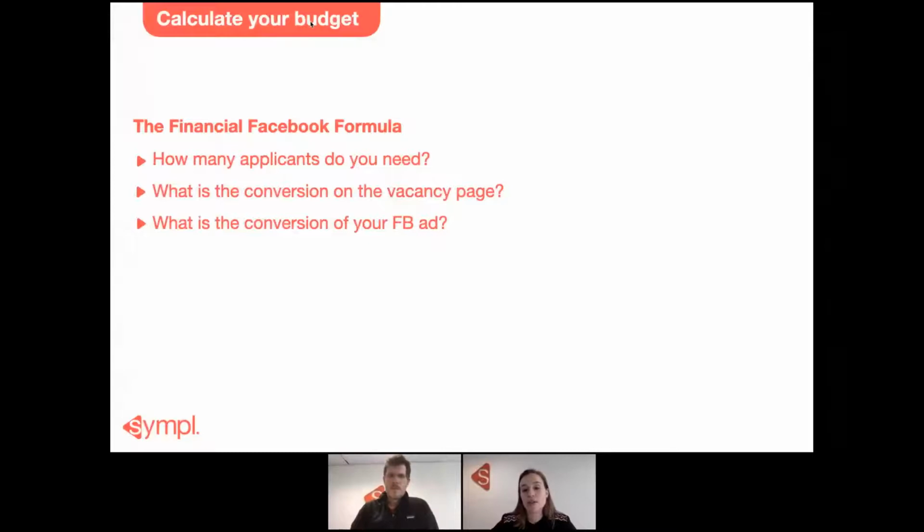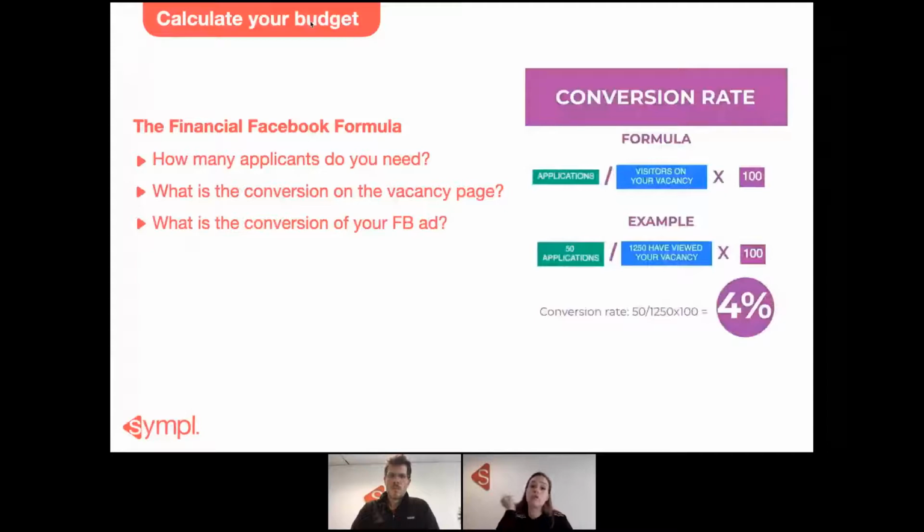But there are 3 questions that you need to answer, and then the formula will calculate the budget that you need to provide. The first one is, you have to think, how many applicants do you actually need to come to the hire? The second one is, what will be the conversion rate of your vacancy page? And what do I mean by that? Well, here you can see an example.